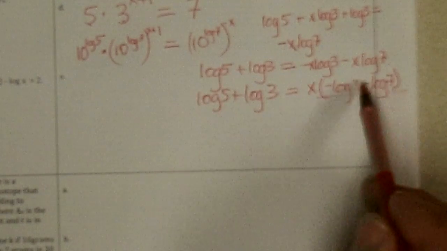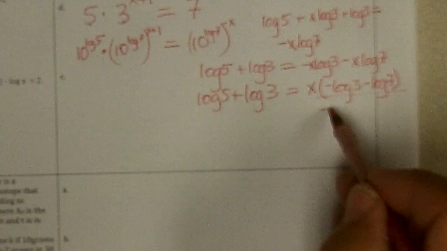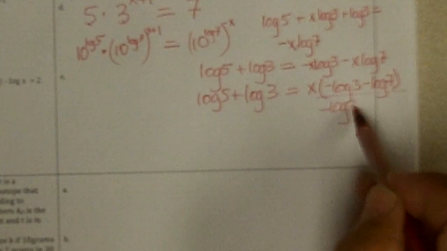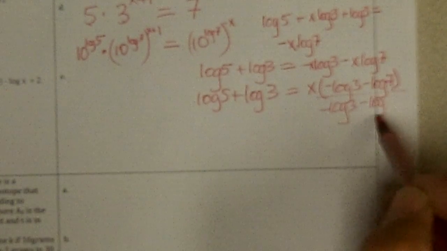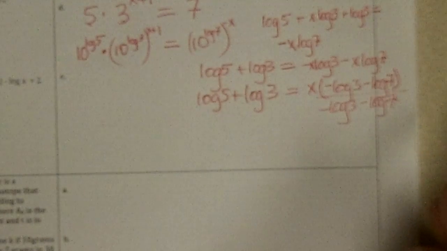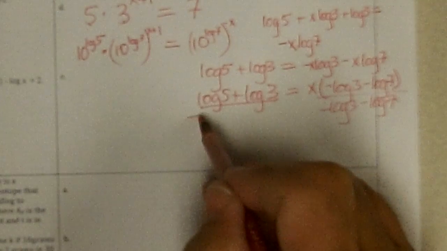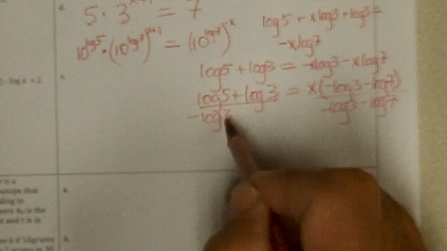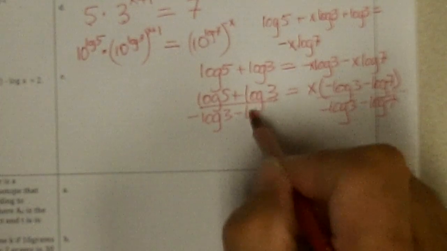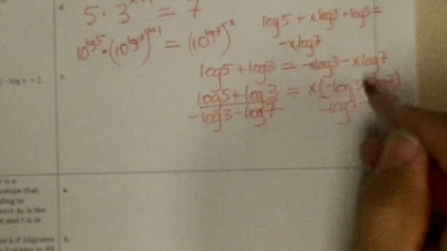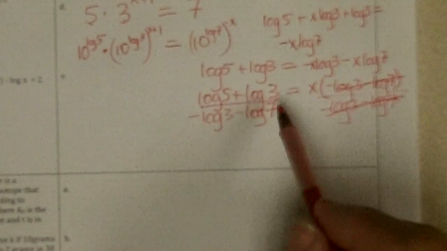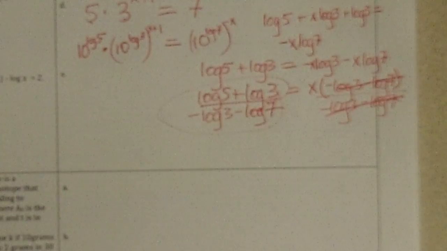And then I can divide both sides by this, minus log 3 minus log 7, minus log 3 minus log 7, and x is this value.